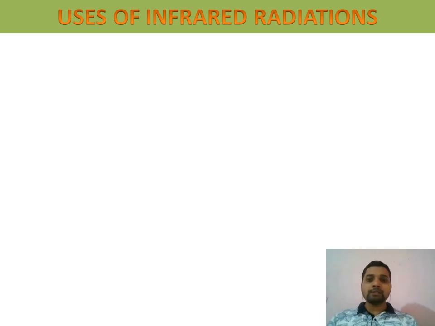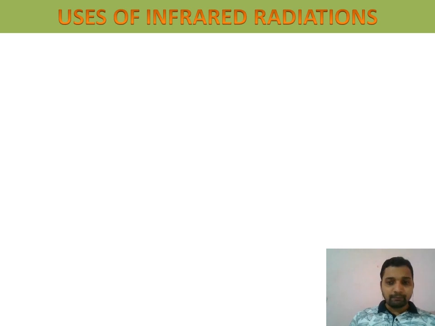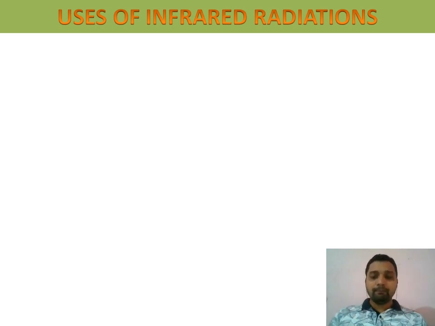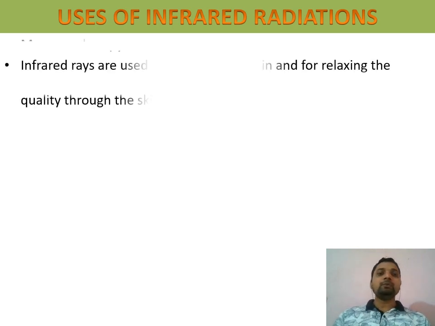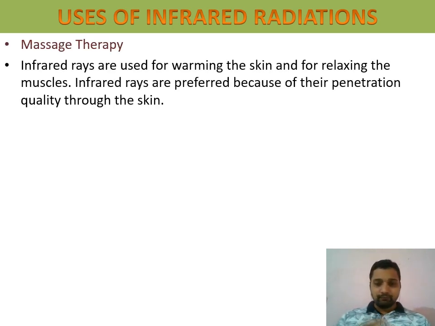Before coming to the uses of infrared radiation, let us discuss its properties. All the properties of infrared radiation are the same as electromagnetic radiation. One uniqueness of infrared radiation is that it has a longer wavelength, so it has less penetrating power. Second, it deviates less from its original path. For that reason, infrared radiation is not scattered by dust particles or water vapor.